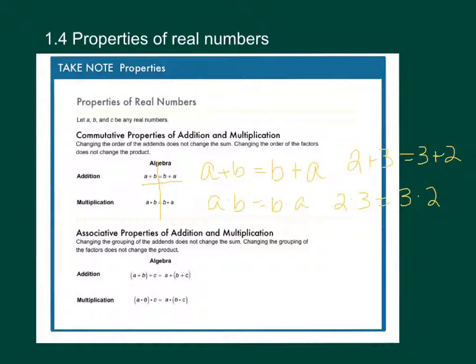Okay, the next one is the associative property. The associative property, you notice, has parentheses. Now, the commutative property can have parentheses too when they're trying to be a little tricky, but the associative property always has to have parentheses. What's going on with this is they're changing the way they group. So remember, when you do order of operations, you always do the parentheses first.